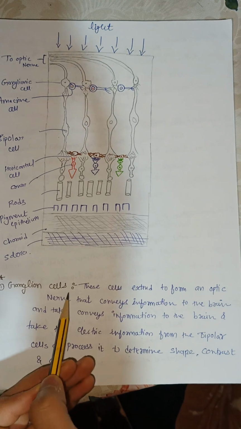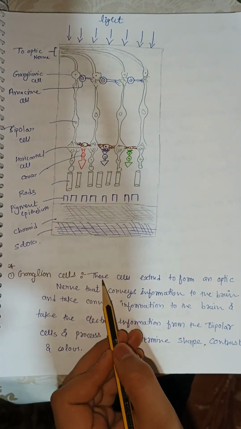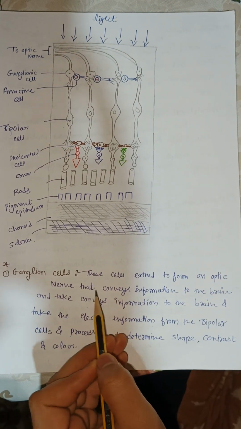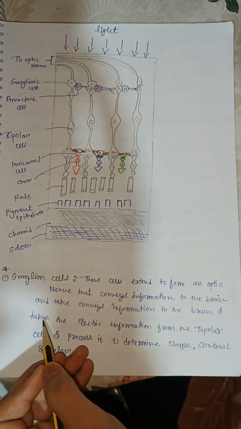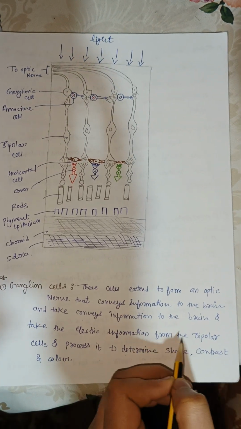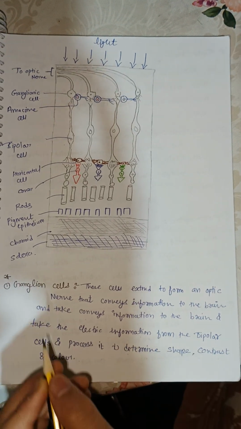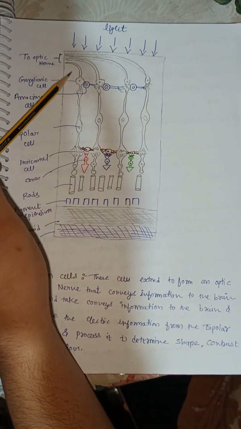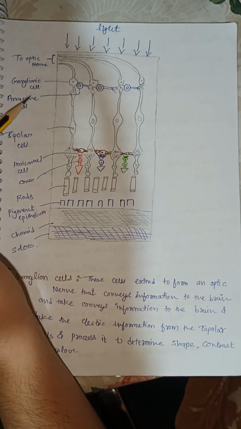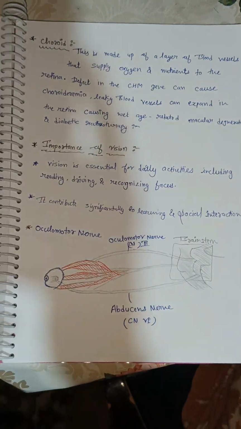First we will detail them. The first is the ganglionic cell. Here are the optic nerve and then the ganglionic cell. These cells extend to form the optic nerve that conveys information to the brain. They take electric information from the bipolar cells and process it to determine shape, contrast and color. Light enters the ganglionic cell and goes to the bipolar cells, where the light, color, contrast and how much light enters further is decided here in the ganglionic cell.